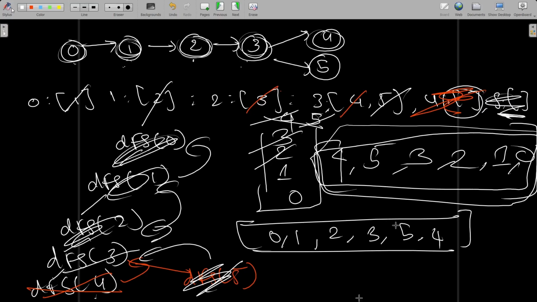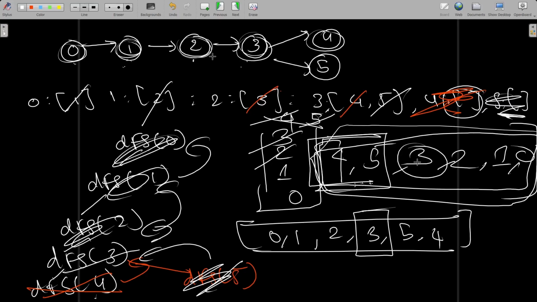But one thing to observe over here was that as and when you finished your DFS calls, so when you finish your DFS, let's just jump to 3 in this case. When 3's DFS call was completed, you saw that the elements that were popped out were the ones that were dependent on 3, which means that to take course 4 and 5, you needed to take course 3.